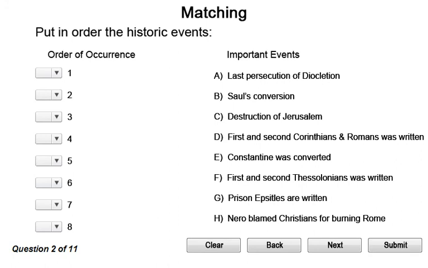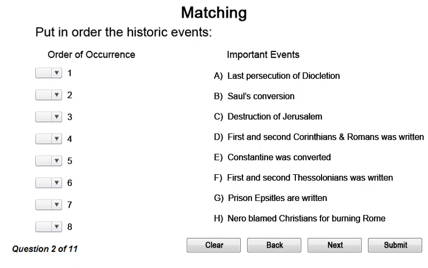Okay, here's another question: put in order the historic events in church history. Number one, we have the last persecution of Diocletian. That was in 303 AD. We have Saul's conversion. That will be number one. We have the destruction of Jerusalem. That was in 70 AD. We have 1st, 2nd Corinthians, Romans was written. That would be during his missionary journeys.